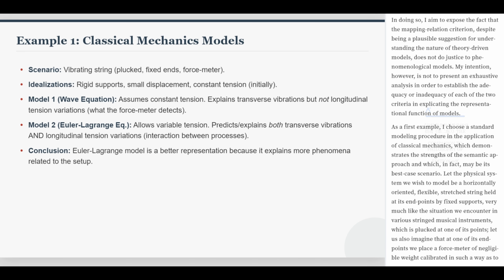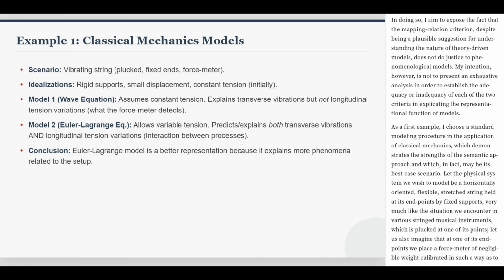Let's make this concrete with an example. Imagine a vibrating string, like on a guitar. We want to model it. We make some simplifying assumptions. The usual suspects. Supports are rigid. The pluck is tiny. Tension stays constant. Based on these, we can use the classic wave equation. This model does a great job explaining the transverse waves, the up and down vibrations.